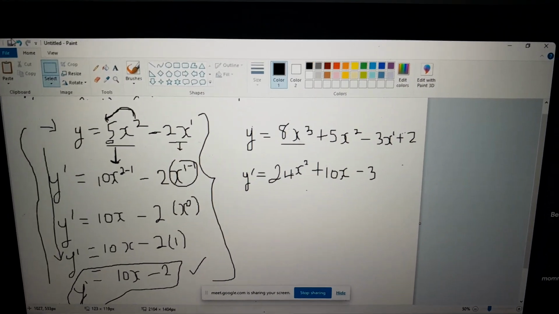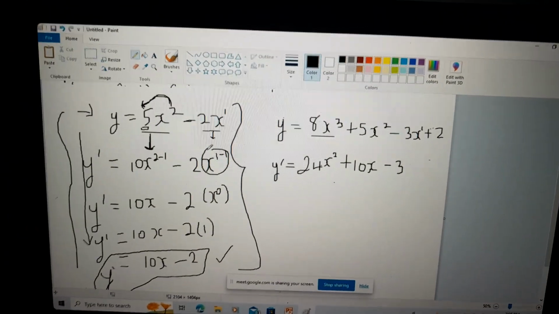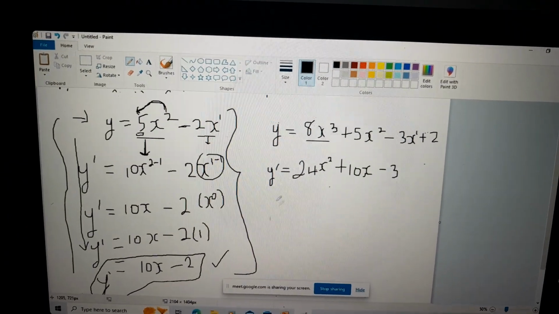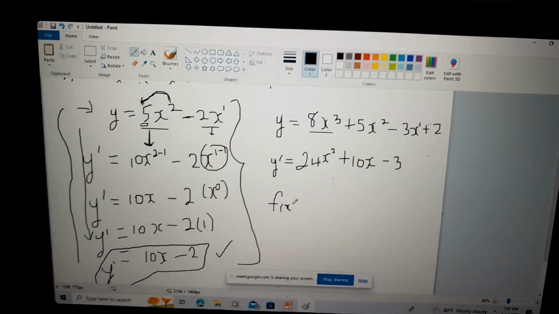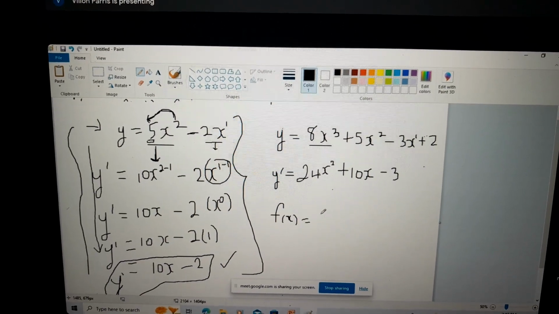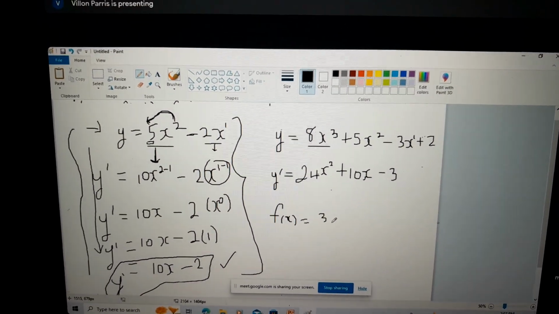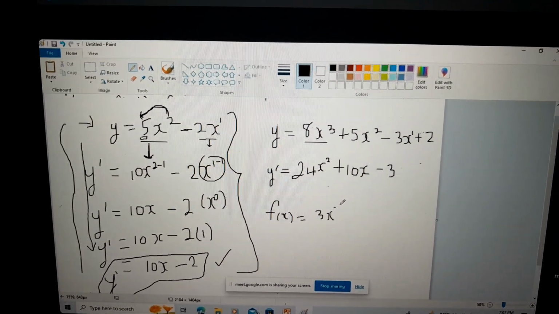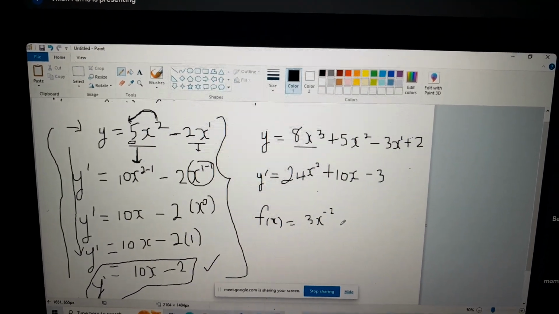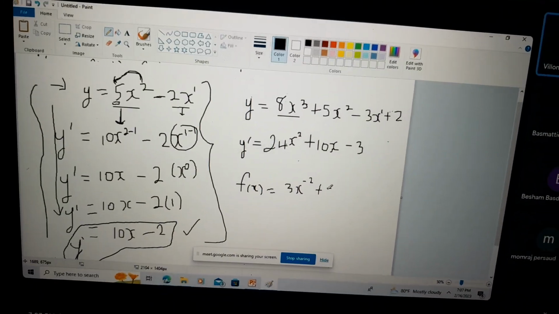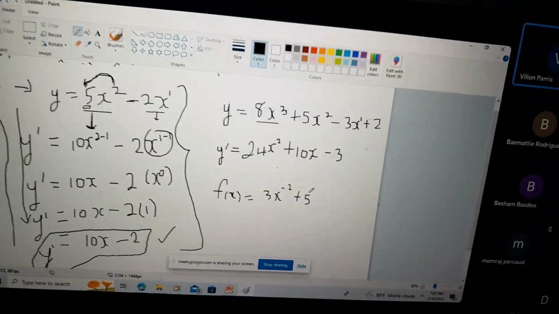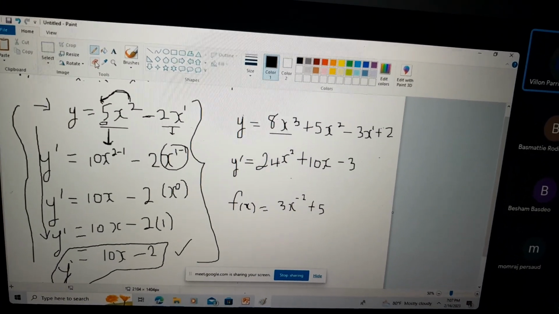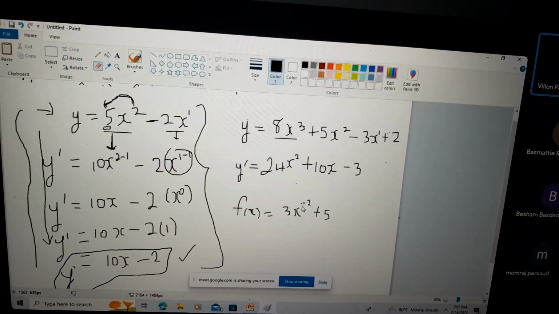All right, so I want you to practice 1. So let's say the function f of x is equal to 3x to the negative 2 power plus 5. All right, let me not put the negative yet. Scare nobody.